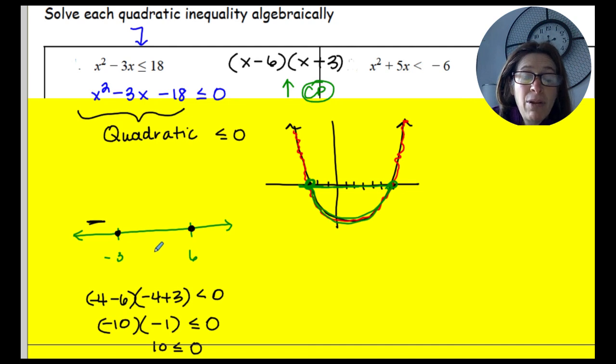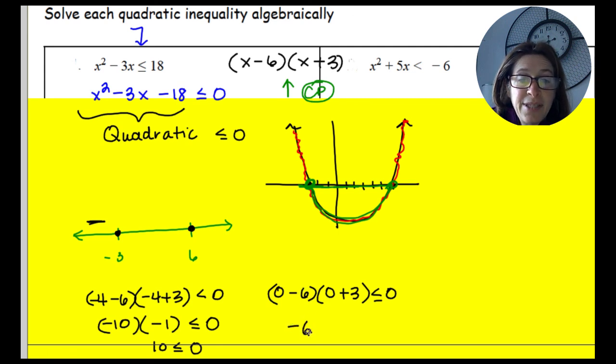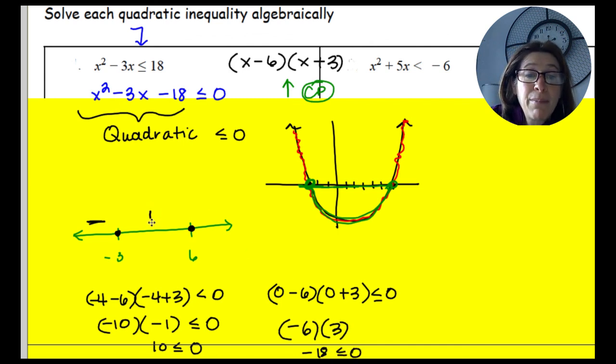All right, we pick in the middle. I'm going to pick 0 because it's a nice easy one. So 0 minus 6, 0 plus 3, is that less than or equal to 0? Negative 6 times positive 3 gives me a negative number. You don't even really have to finish it. I know it's a true statement, so I'm going to put a plus. All right, and then I do the other side.